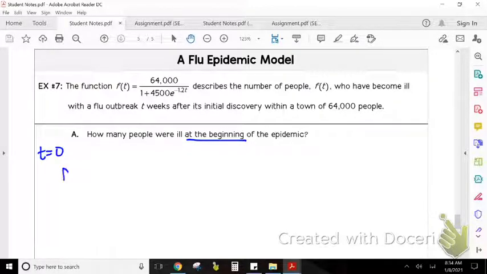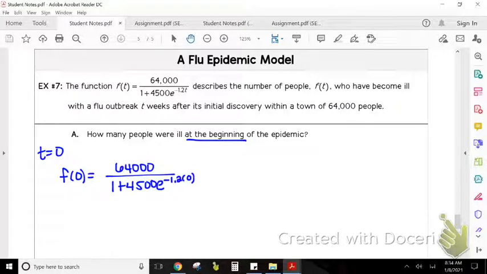So we're going to look for when f of 0. So we've got 64,000 over 1 plus 4,500 e to the negative 1.2 times 0. So we still have our 64,000 over, we're going to have to work up there in that exponent first, so 1 plus 4,500 e, and negative 1.2 times 0 is 0.